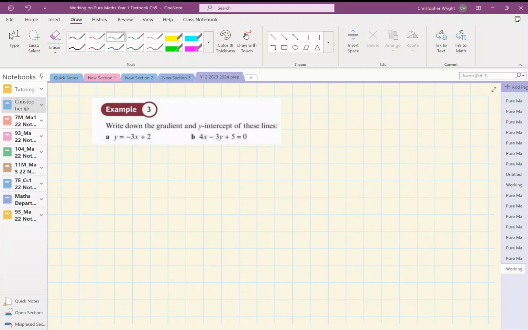Example 3. Write down the gradient and the y-intercept of these lines. Well, the first one is already written for me in the form y equals mx plus c. So I can simply read off that the gradient, m, is minus 3, and the y-intercept is 2.